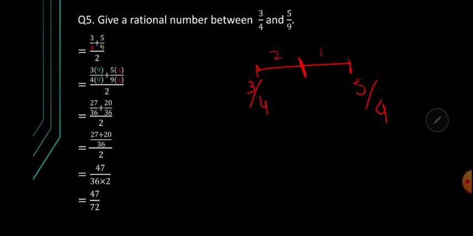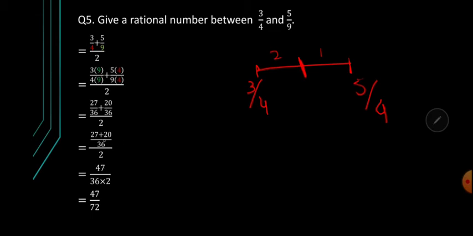3 by 4 plus 5 by 9, there we have different denominators, one is 4 and one is 9. To make the denominators alike, we will multiply 3 by 4 by 9 and 5 by 9 by 4. So 3 into 9 is 27, 5 into 4 is 20, 4 into 9 is 36 and 9 into 4 is 36. Now the denominator is alike, we add the numerators simply. 27 plus 20 divided by 36.